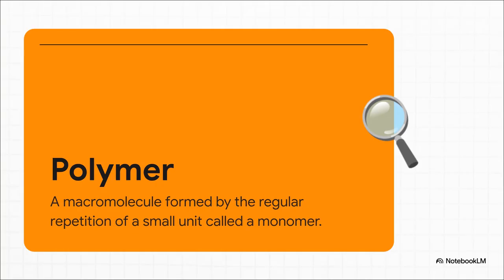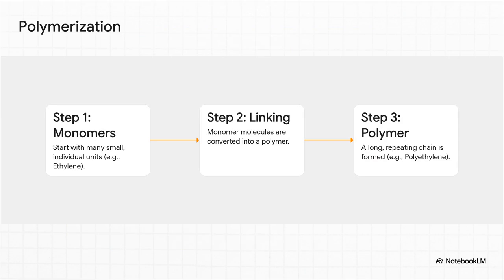Now, a lot of these giant molecules are polymers, and a polymer is really simple when you break it down. It's just a very large molecule made by linking together lots of smaller, repeating units called monomers. It's like building a massive chain out of thousands of identical paperclips. The single paperclip is the monomer, and the finished chain is the polymer. So how do you build one? Well, that process is called polymerization.